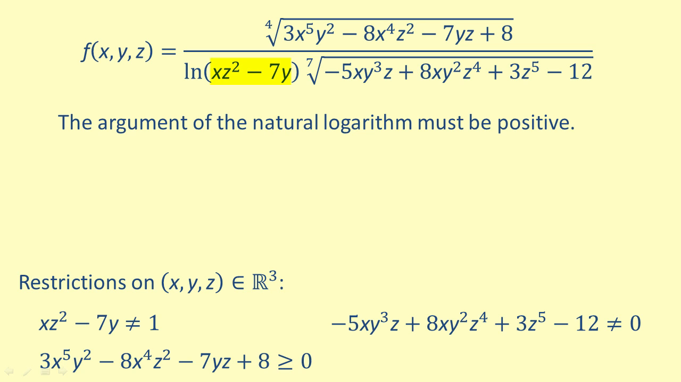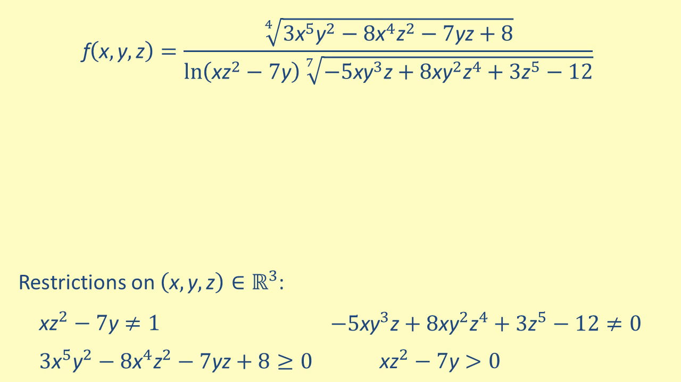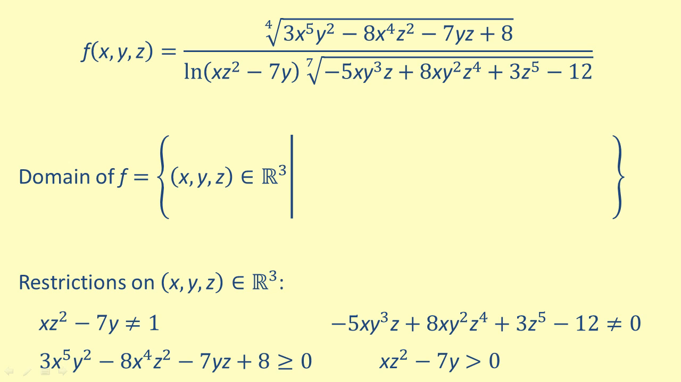Our final condition is based on the argument of the natural log. The natural log function will be defined for all points in the domain as long as xz squared minus 7y is greater than 0. Using the restrictions found above, we can now state the domain of f. The function is defined for all values of x, y, and z in R3 such that xz squared minus 7y is greater than 0 and not equal to 1.